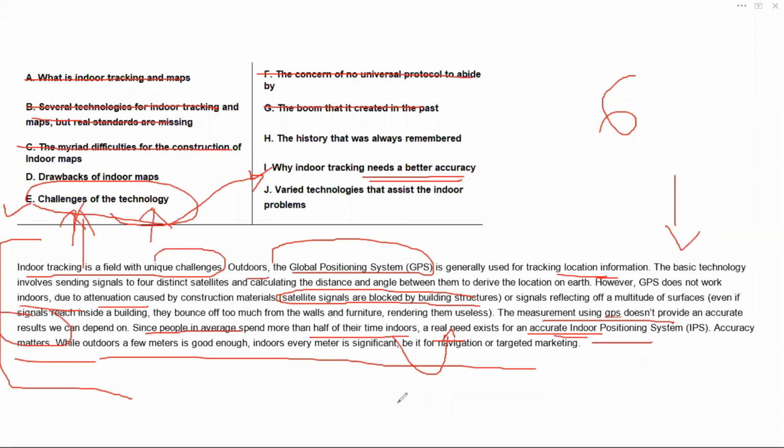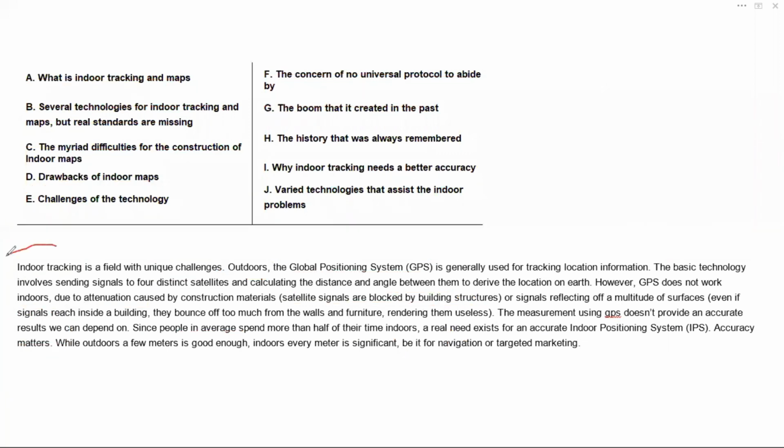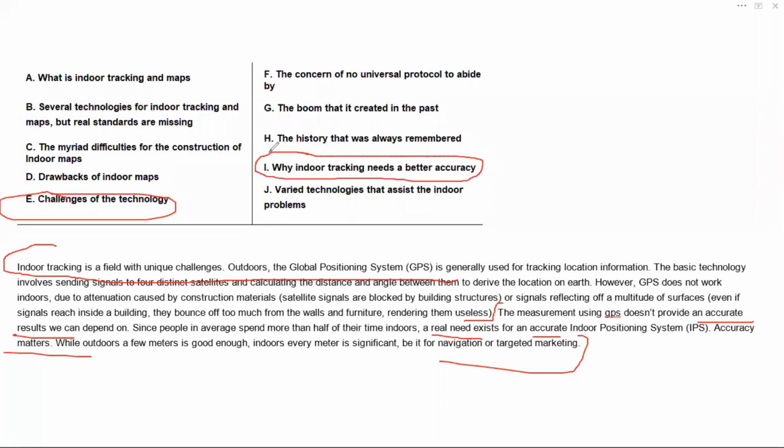So I think in most of the things here as well, we're reading the first and the last few lines, and we are just reading where the answer resides. So it doesn't provide an accurate result. There is a real need for accuracy. Accuracy matters. I think over the challenges of technology, we can go with why indoor tracking needs better accuracy. So this has to be the answer for the third one.